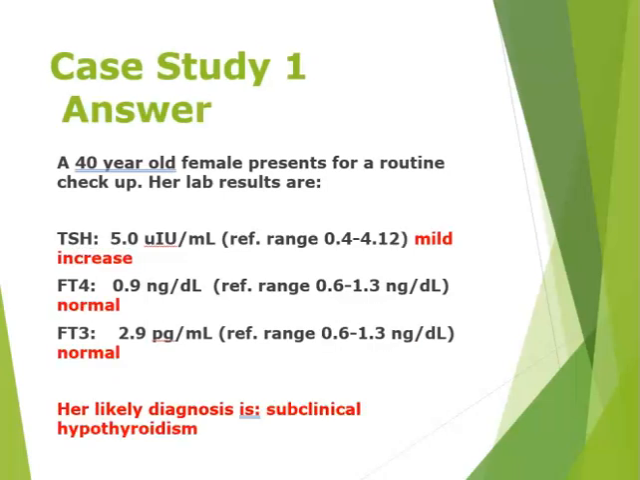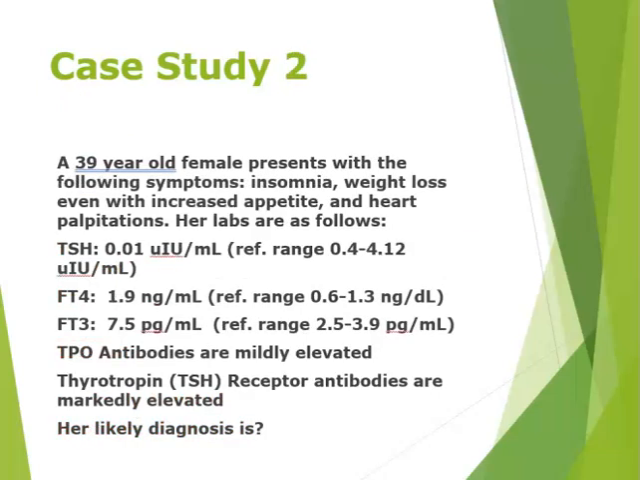So looking at her results, the TSH is mildly increased, the free T4 is normal, the free T3 is normal. So her likely diagnosis is subclinical hypothyroidism. Okay, here's just another case study.